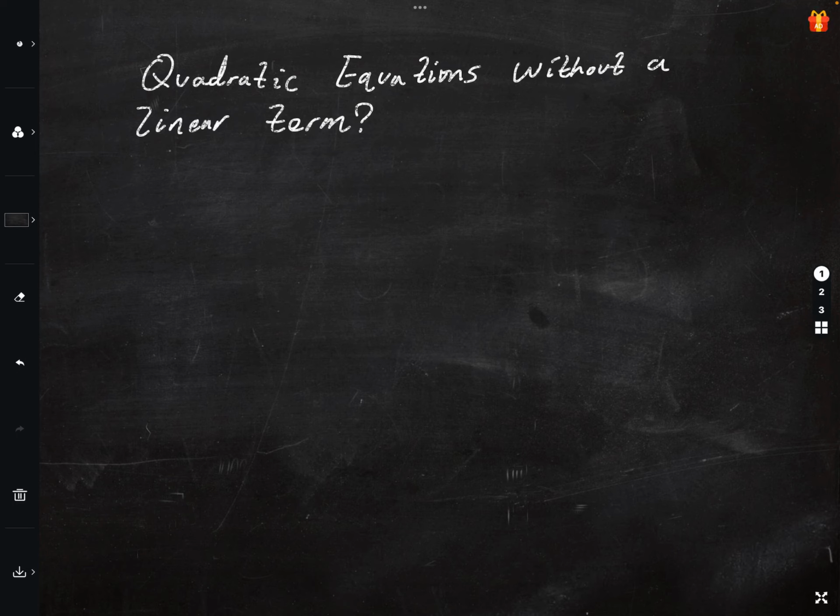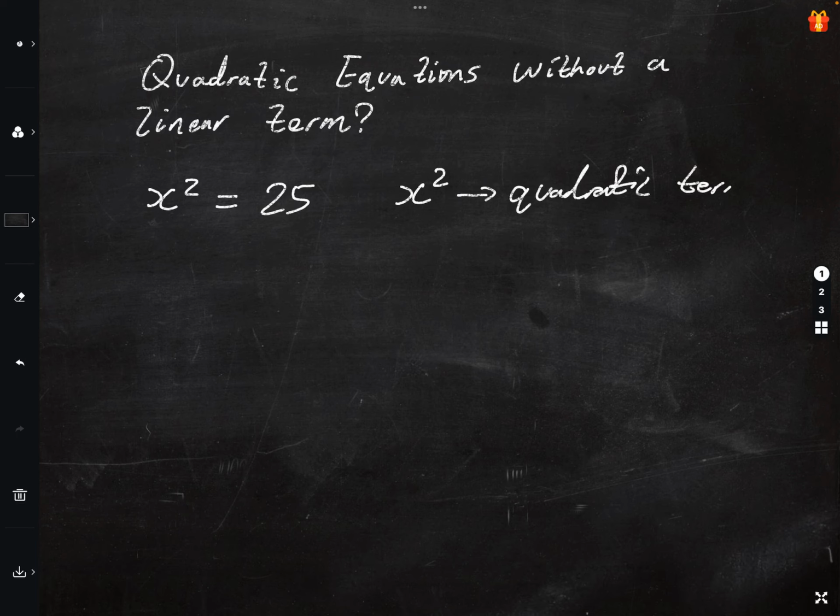Let's take the example x squared equals 25. Now, we can see that in this particular example, x squared is our quadratic term, while 25 is our constant term, but we do not have a linear term here. As for how to solve these types of questions, there is an interesting way to do it.